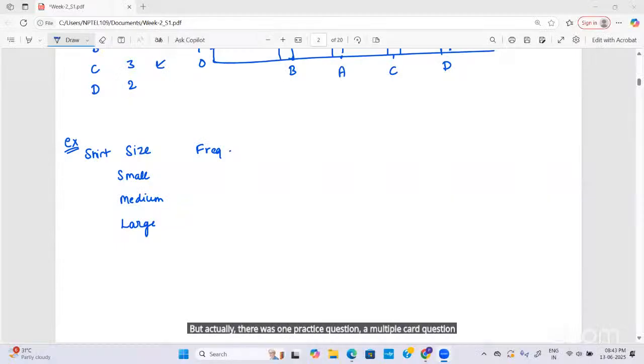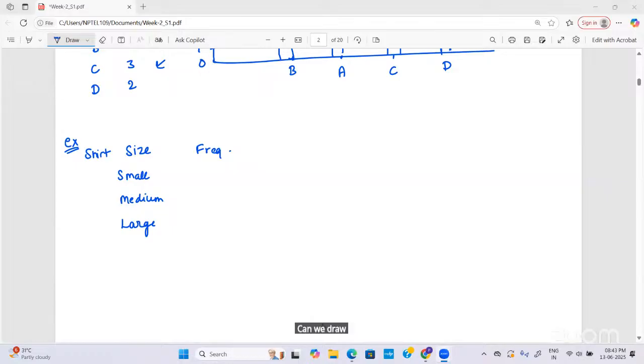Anyone has any doubt? No, ma'am. Ma'am, please explain the Pareto chart once again. Can we draw it in increasing order? Your screen is not visible. Can a Pareto chart be arranged in ascending order or descending order, or both? Descending order. We have to make a Pareto chart in descending order only. Actually, there was one practice multiple choice question where they gave both ascending order and descending order as the answer.